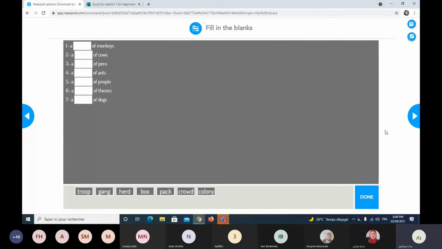I read. Number 1: a troop of monkeys. Number 2: a herd of cows. Number 3: a box of pants. Number 4: a colony of ants. Number 5: a crowd of people. Number 6: a gang of thieves. Number 7: a pack of dogs. And you have the collective words: troop, gang, herd, box, pack, crowd, colony. So 5 minutes, you write the answers.